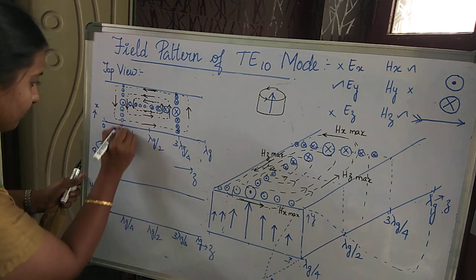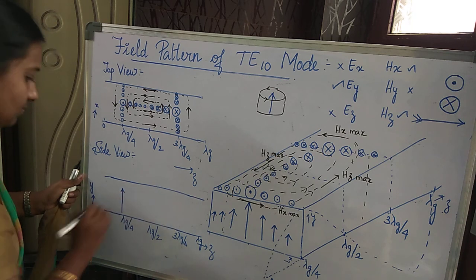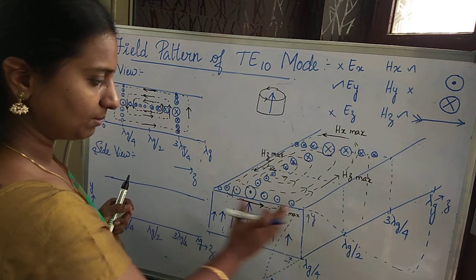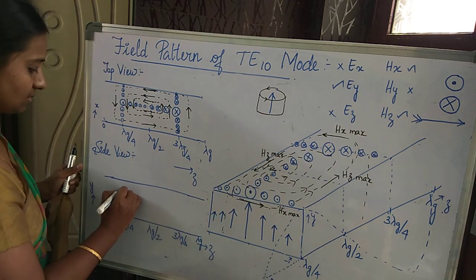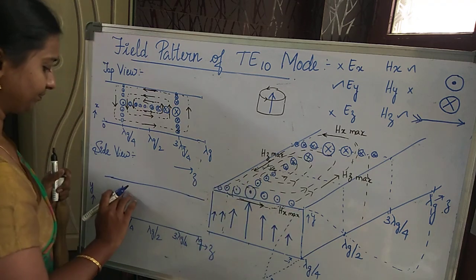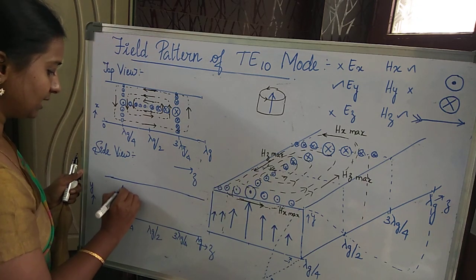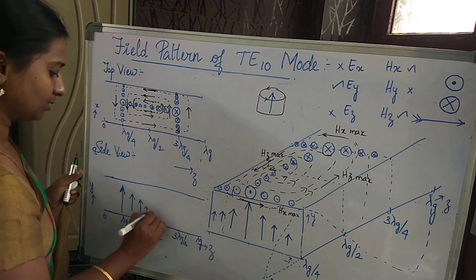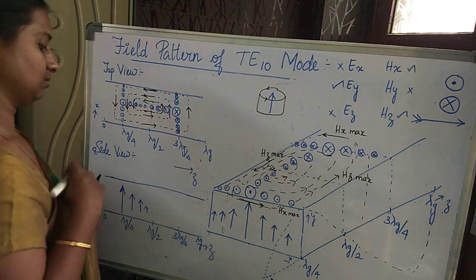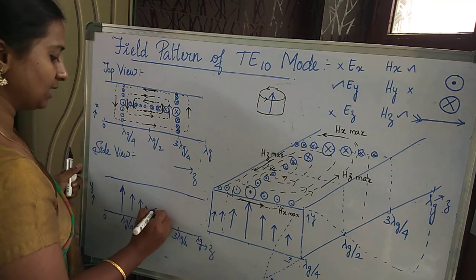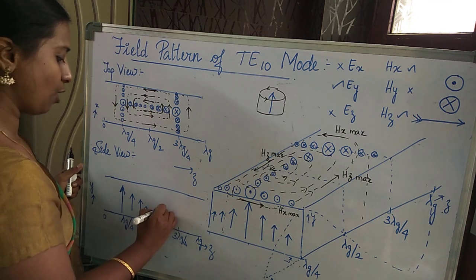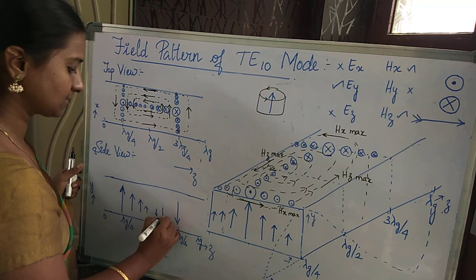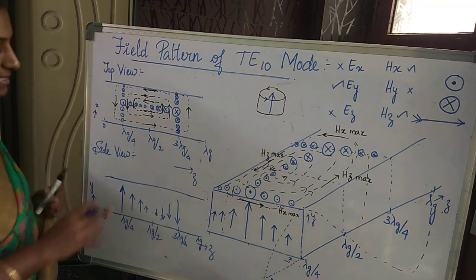So at lambda g by 4, it is going to be maximum, because from 0 the intensity will be slowly increasing, and at lambda g by 4 it will be maximum. See, you can see here it is maximum, right? So that is in the side view. So this point is seen from the side, and as it is reaching lambda g by 2, the intensity is reducing to 0. And when it is reaching from lambda g by 2 to 3 lambda g by 4, the intensity is once again increasing, but in the opposite direction. So the arrow mark should be downwards. So here the intensity is maximum.